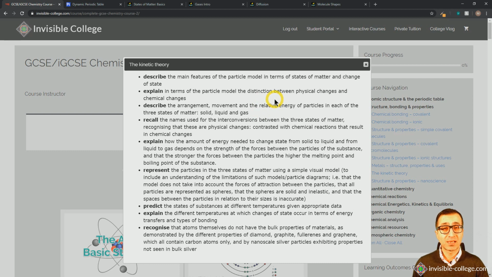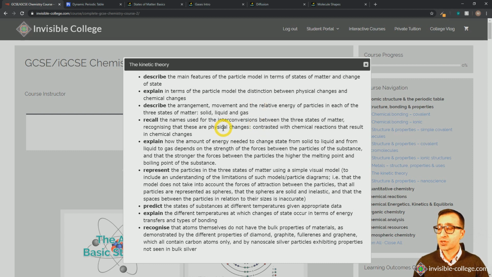Obviously, we need to look at what the particle model has to say about the arrangements, the bonding between, and the motions of particles in solids, liquids, and gases. So we're going to be revisiting that as well. This is something that you will have come across from the very earliest stages of your science education, but hopefully we'll be able to develop those ideas a little bit further in this lesson.